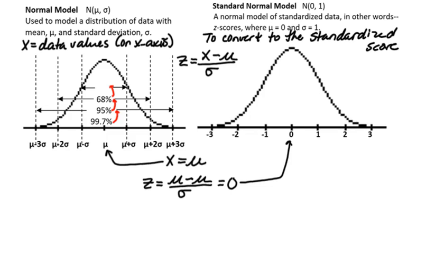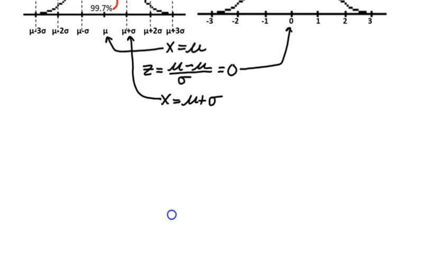Let's look at another example. Let's say x is equal to mu plus sigma. So we're looking at this value right here. Well, when we use our z-score formula now, then z is equal to mu plus sigma minus mu all over sigma. Mu plus sigma minus mu is just sigma over sigma, which is 1. So when we are one standard deviation above the mean, the z-score on our standard normal model is just 1.